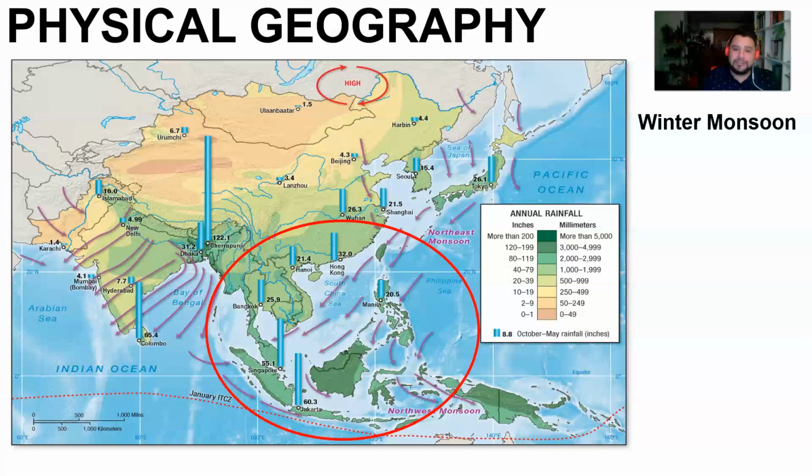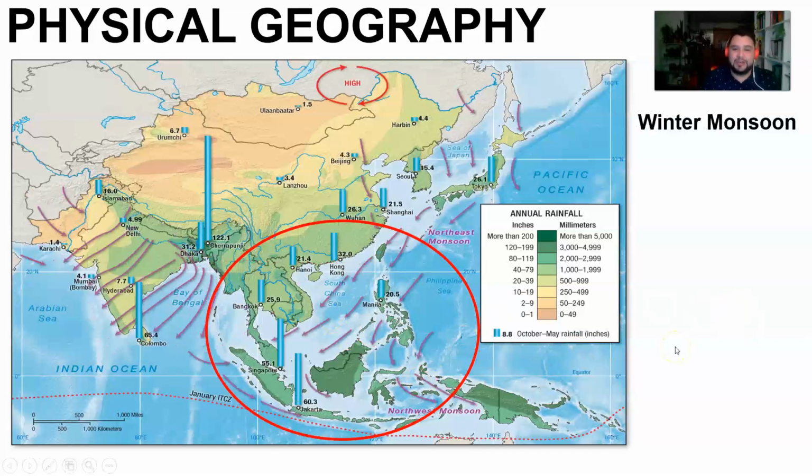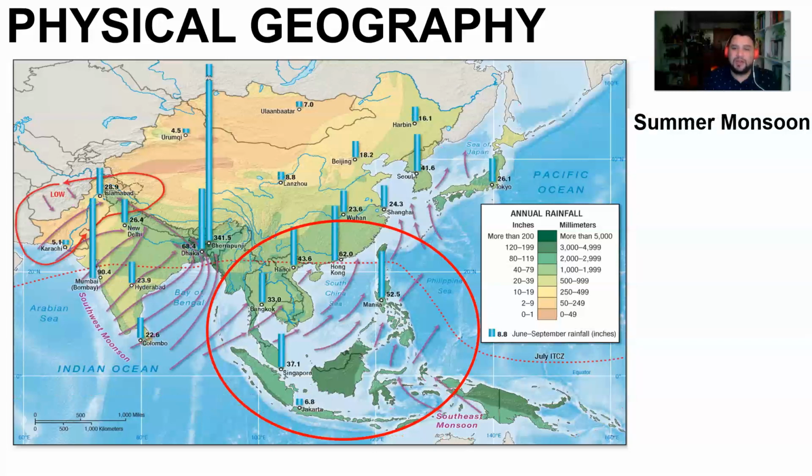Jakarta also receives 60 inches of rain in the winter monsoon, whereas it only receives 6 inches of rain in the summer monsoon. So for the Philippines, for Hanoi, and for Bangkok, again, the summer monsoon brings more water.